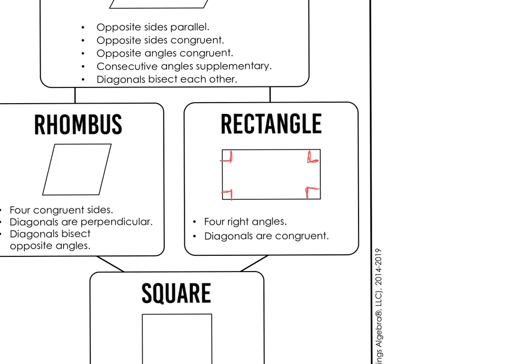These two are still equal, as well as consecutive angles are still supplementary. So this angle here and this angle here still add to 180 degrees. It's just that now it's more specific in that the angles are all right angles, they are congruent. We know that the diagonals are congruent to each other.